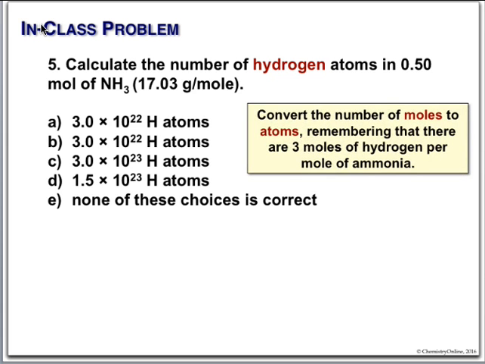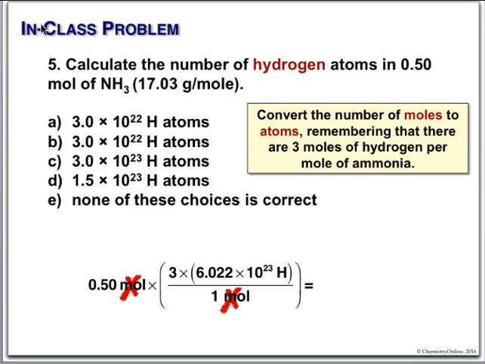Here's what the math looks like. Convert the number of moles to atoms. So we have half a mole. Going to convert that to the number of atoms. Then remember that there are 3 hydrogens per ammonia. And we're simply going to multiply that then by 3.